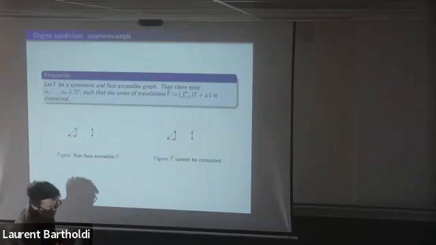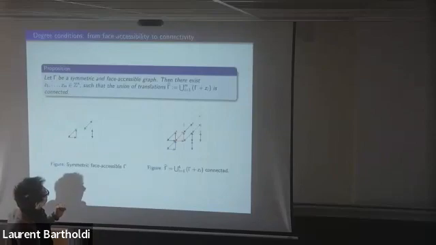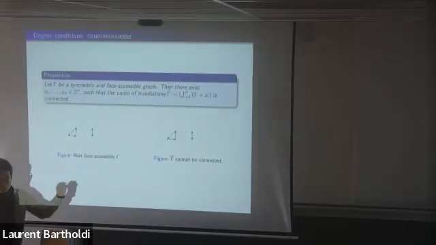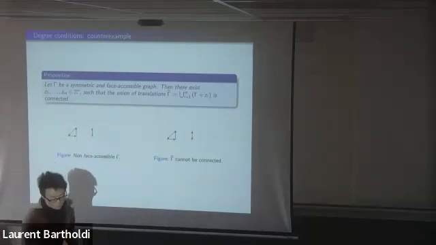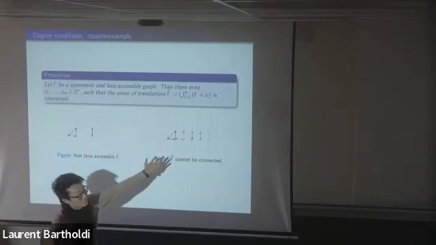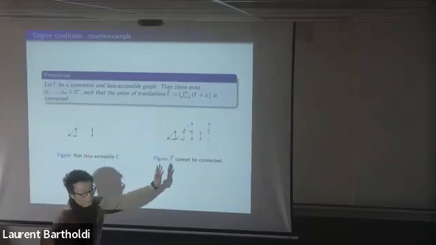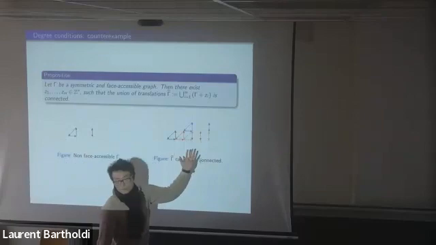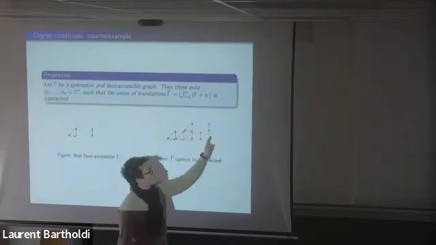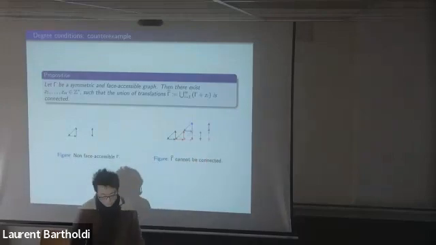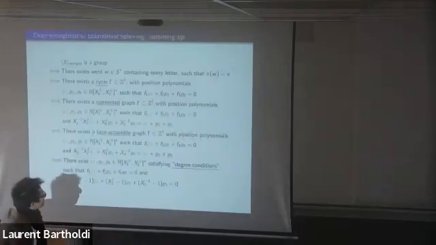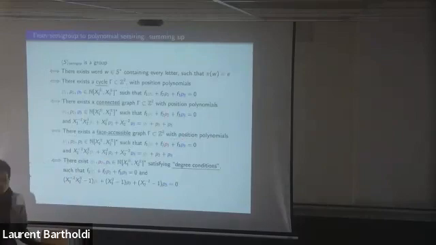Now it might seem obvious. But actually it's not true for non-phase accessible graphs. Because if we take this non-phase accessible graph, this phase is not accessible, then no matter how we translate it and put these translated graphs together, it can never be connected because it will always have an isolated vertex at this non-accessible direction. Yeah, so we're done. Almost.